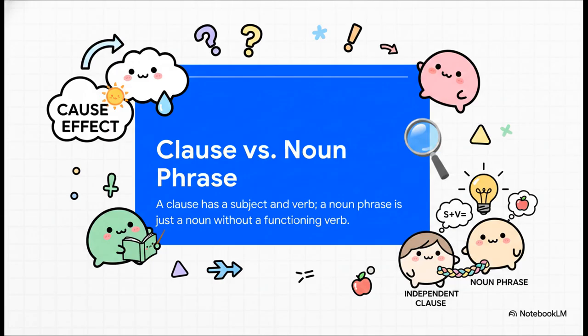You absolutely have to know the difference between an independent clause and a noun phrase. It's a total game changer. An independent clause has both a subject and a verb, meaning it could totally stand alone as its own sentence. A noun phrase, on the flip side, is just a person, place, thing, or idea without a conjugated verb. Lock that distinction into your brain right now, because it dictates literally everything else we're about to cover.